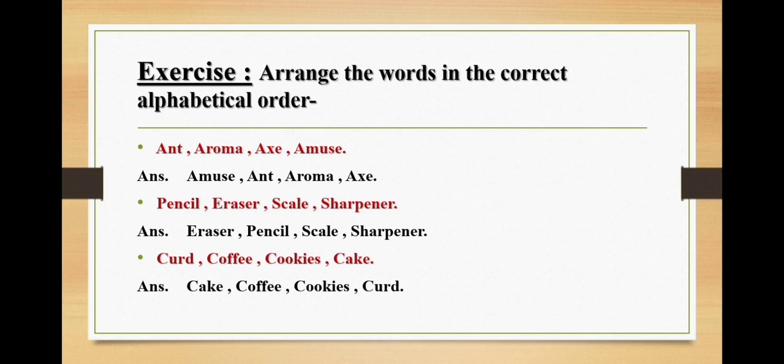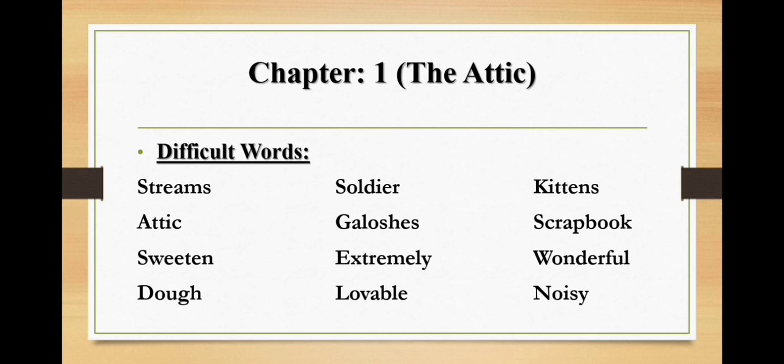Now here is a problem because scale and sharpener both start with S. So we will see the second letter, that is H and C. So C comes before H. So the third word will be scale and the last one will be sharpener. Now let's see the third one, that is curd, coffee, cookies, cake. So cake will be at the beginning, after that coffee, and third will be cookies, and at last it will be curd. Now let's move to English literature.